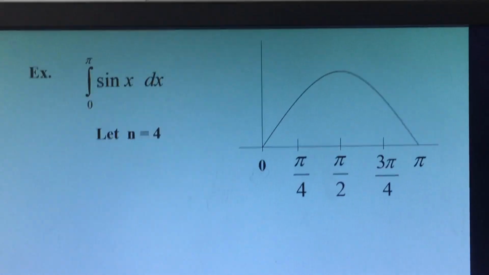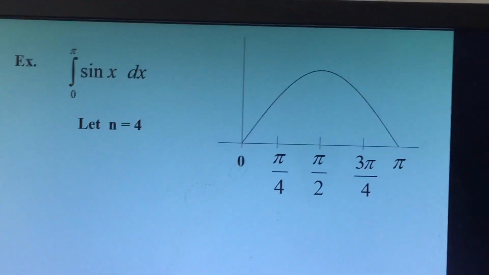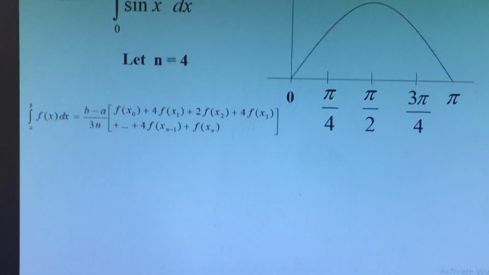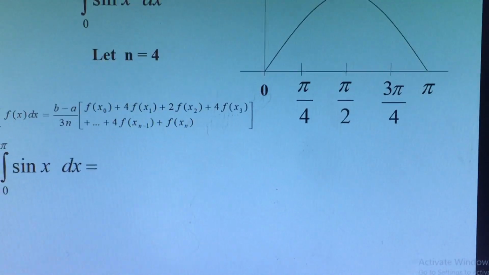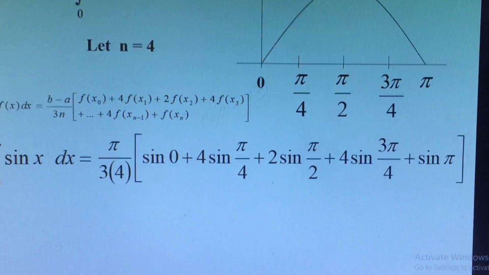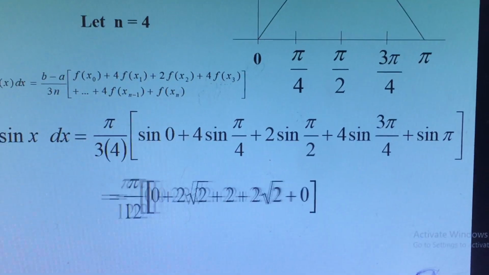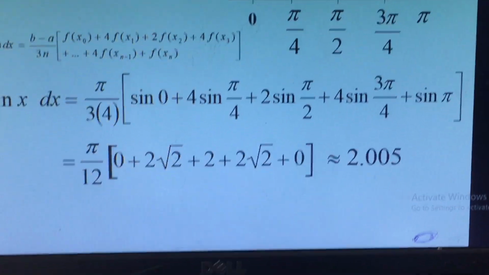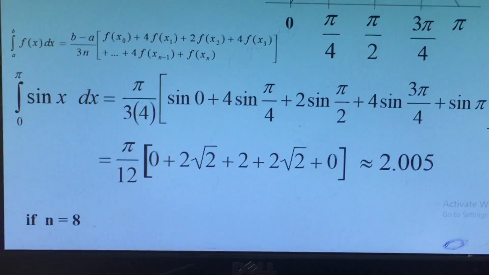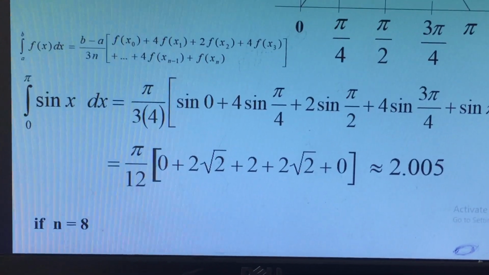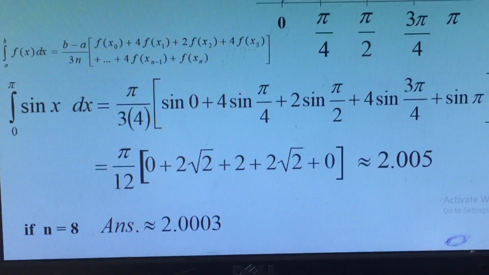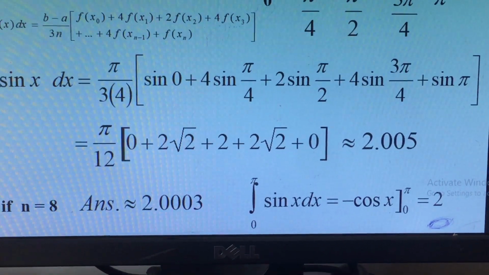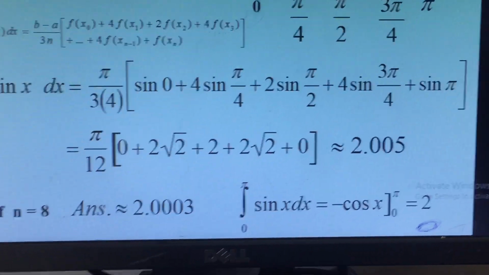And then we have the same integration. Now see here, pi by 4, pi by 2, 3 pi by 4, pi, right? And then we plug into this formula (b minus a) over 3n. We plug in and compute, and get 2.005. If we use 8 segments instead of 4, you will get 2.0003. You get a more accurate value. It's about 2, it is equal to 2.